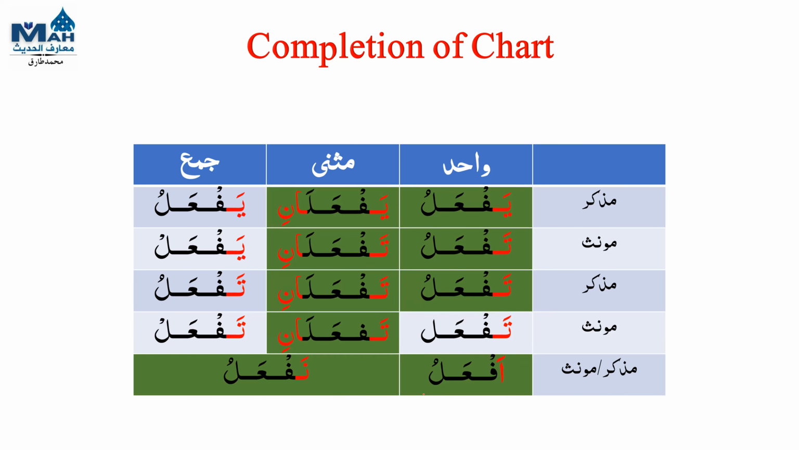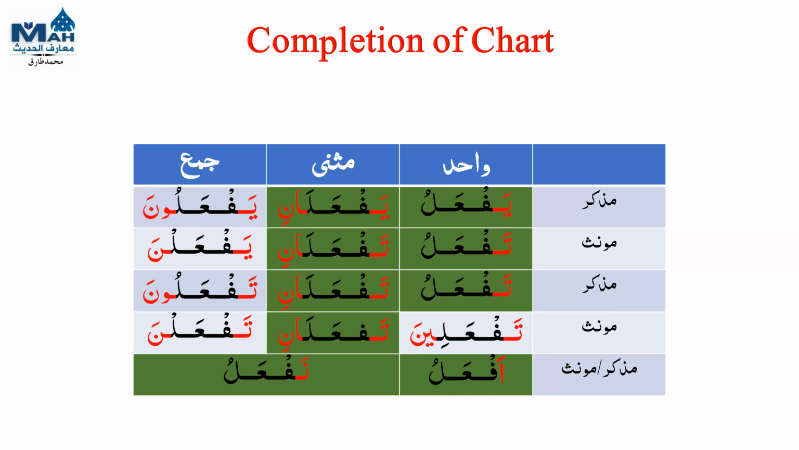Okay, with the remaining, Musanna is also complete. What to do? You only add alif, noon, and kasra. So it is also completed. You have to add what? Ani, yaf'alani, taf'alani, taf'alani, taf'alani. Finished, topic closed. So Musanna is also finished. So remaining 2 to 4 and 5. Now we'll see what we'll do with these 5.